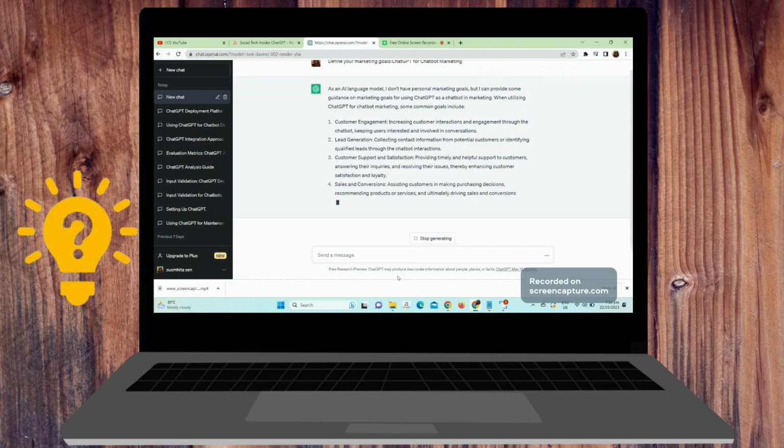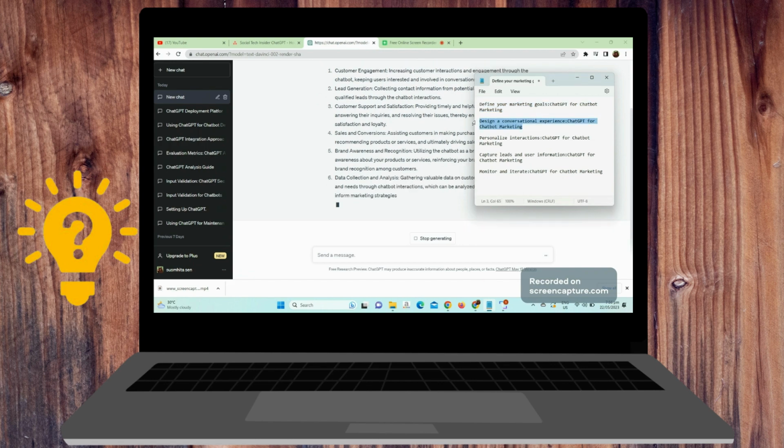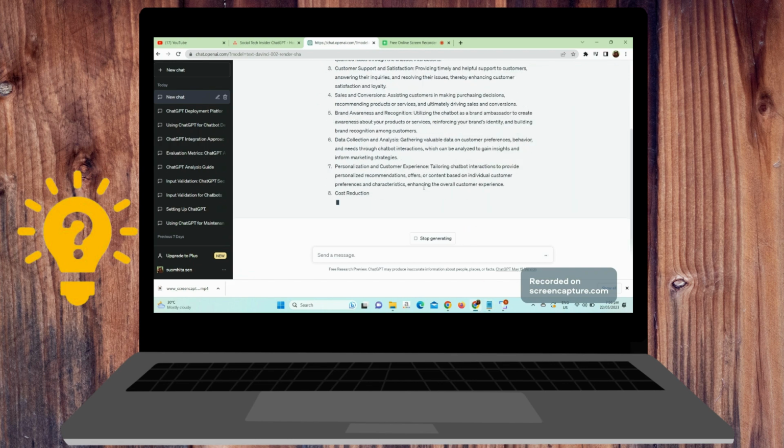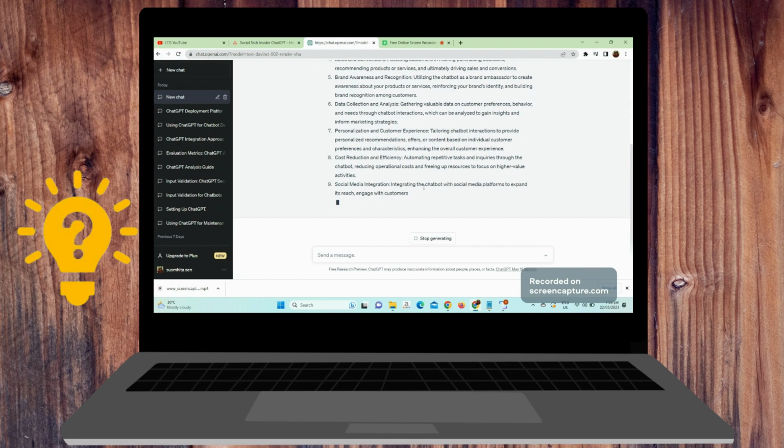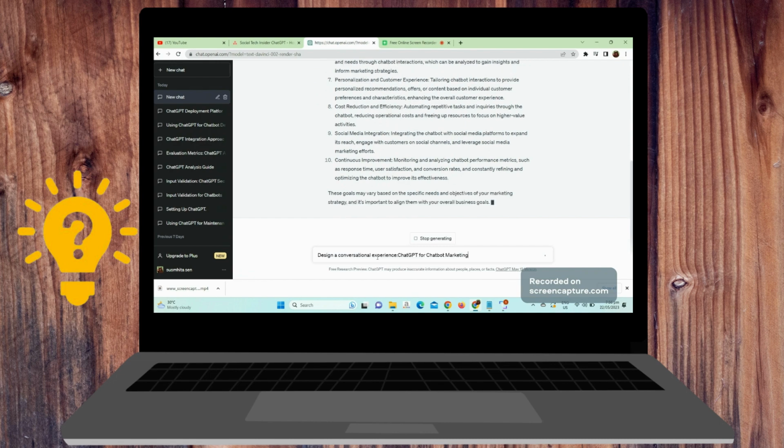Next is design a conversational experience. Create a chatbot persona, map out the conversation flow, and incorporate marketing content strategically within the responses.